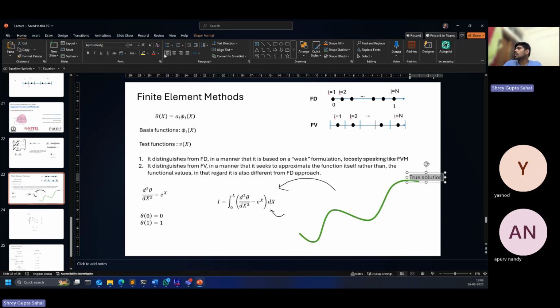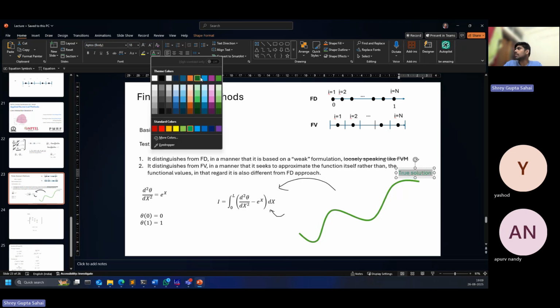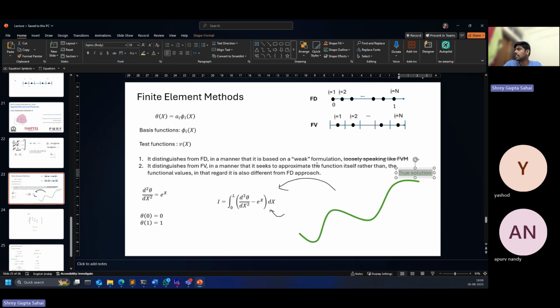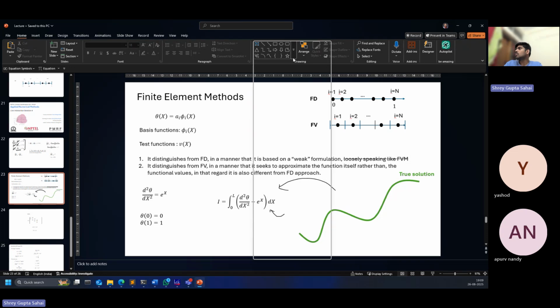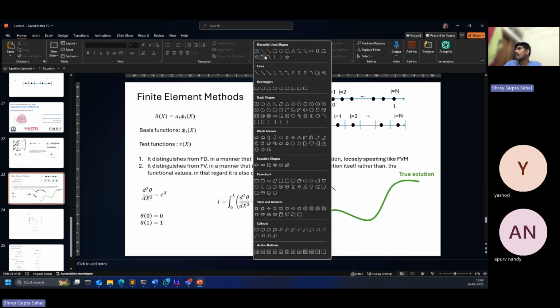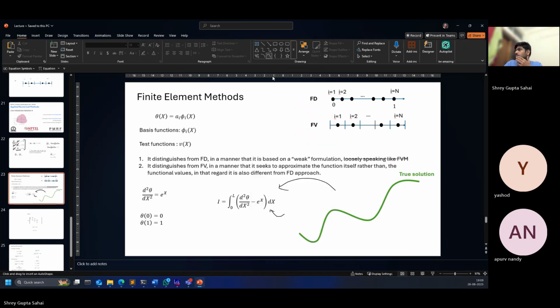My question is, if I simply start to minimize this integral I, what stops my algorithm from producing solutions like this? Solutions like this.